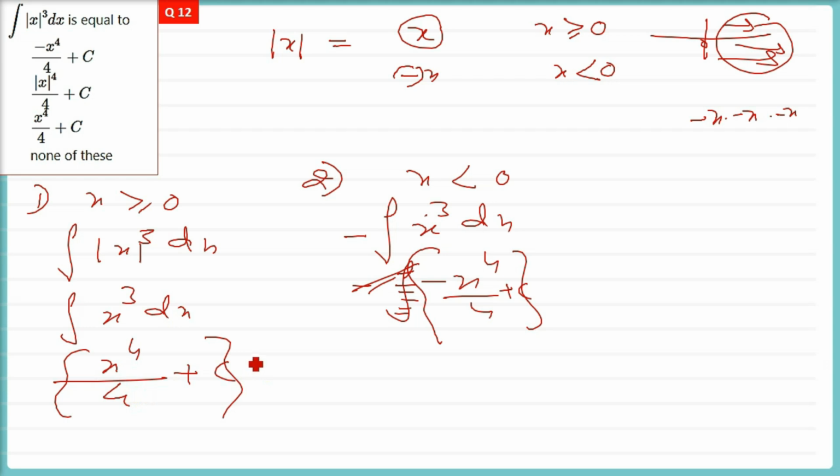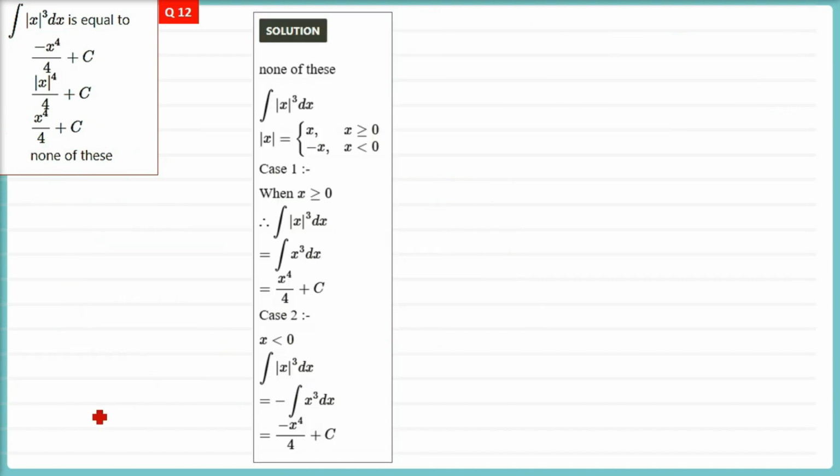So you are getting two values here, and both these values are being given in the MCQs also. The first one and the second one, they both are coming, the first and the third one. So you will say that it is none of these. So let me show it to you. This is how you're going to go about it.